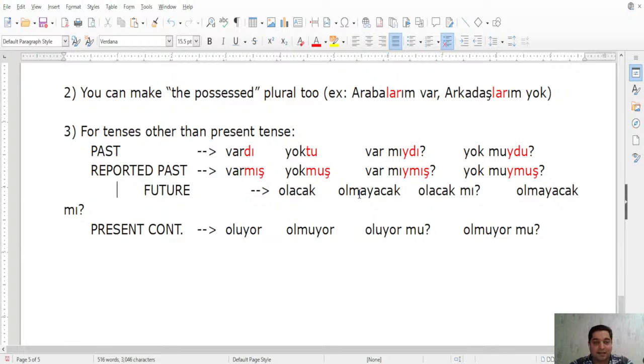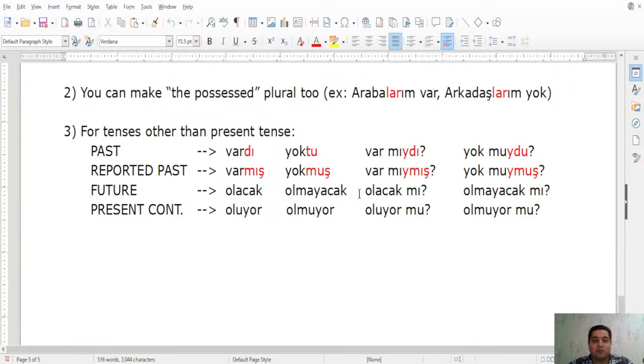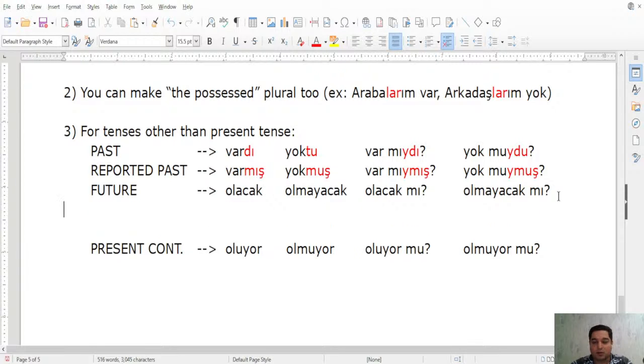For future tense, now it becomes nastier. We don't have var. We use the verb to be. And same for the present continuous tense. Here you see, for future tense and present continuous tense, we use oluyor, olacak. So that's basically how we transform for the future tense. You can say yarın benim param olacak, right? Tomorrow I will have money. Let's use it for the future tense example here.